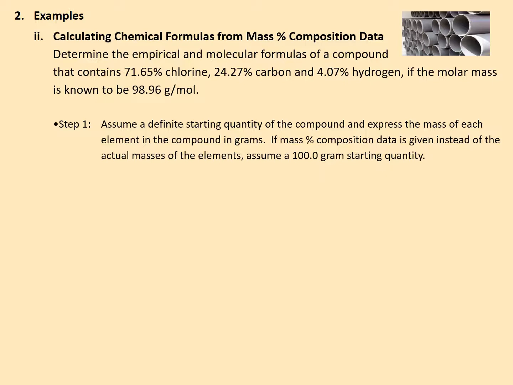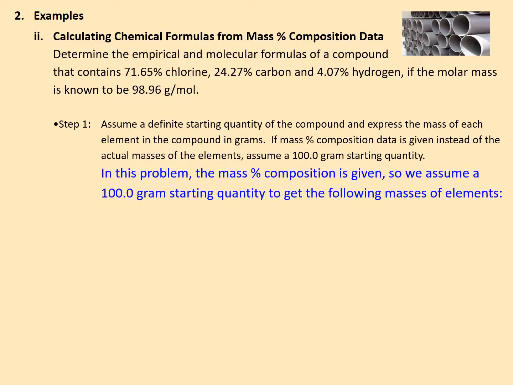So as I was saying previously, make your life easy. Let's look at a 100 gram starting quantity, in which case when we convert mass percents into actual grams, we do not need to change the numbers. So in this case, 71.65% chlorine by mass in a 100 gram sample gives you 71.65 grams of chlorine in that sample. And for carbon, the 24.27% carbon by mass translates into 24.27 grams of carbon in a 100 gram sample, and likewise for hydrogen, the 4.07% becomes 4.07 grams.